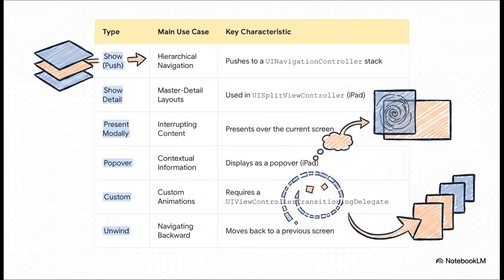First up, you've got show, or push. This is your go-to for standard navigation, like tapping an item in a list to see its details. Then there's show detail, which is mainly for iPad apps that have that split-screen master detail look. Present modally is what you use when you need to grab the user's full attention, like for a login screen or a pop-up form. Popover is another one you see a lot on iPad, great for showing extra info without taking over the whole screen. Custom, well, it's just what it sounds like. It lets you get creative and build your own cool transition animations. And finally, there's unwind. This one's your escape hatch for going backwards through your app's flow.